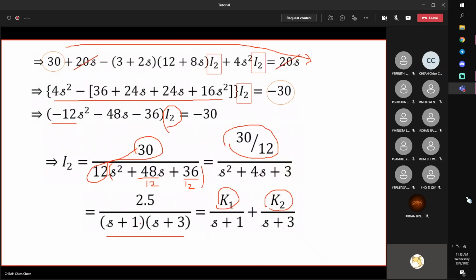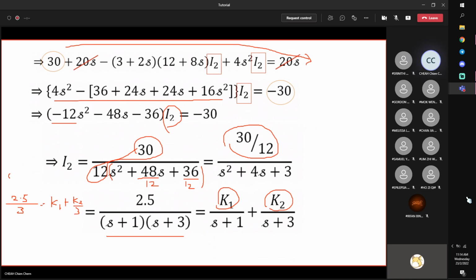Or, as I said, even if you put two values of s into it, then you get two equations with two unknowns, and you can also solve for them. For example, if you put s equal to 0, then you get something like this. 2.5 divided by 3 on the left hand side. The right hand side is K1 plus K2 divided by 3, one equation.